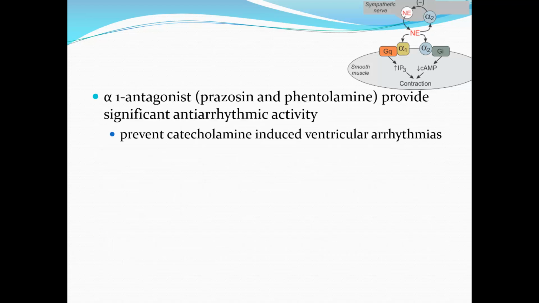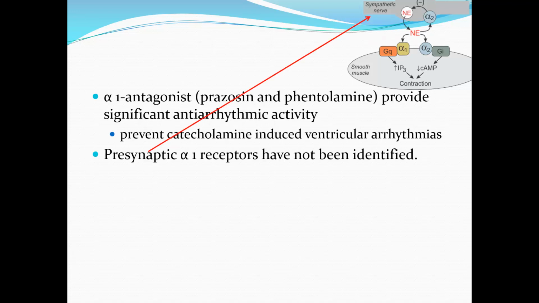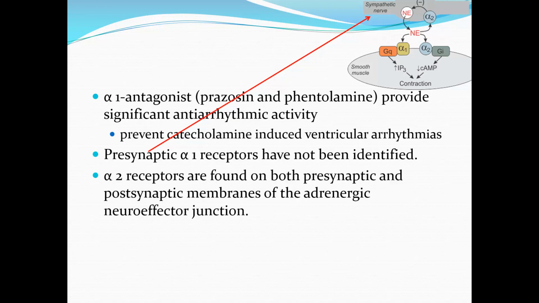So, when you give prazosin or phentolamine, it antagonizes the alpha-1 receptor. And they actually have a pretty significant antiarrhythmic activity. They prevent catecholamine-induced ventricular arrhythmia. And this is because there is no alpha-1 receptor presynaptically. But there is alpha-2 receptors presynaptically. They're also present postsynaptically.